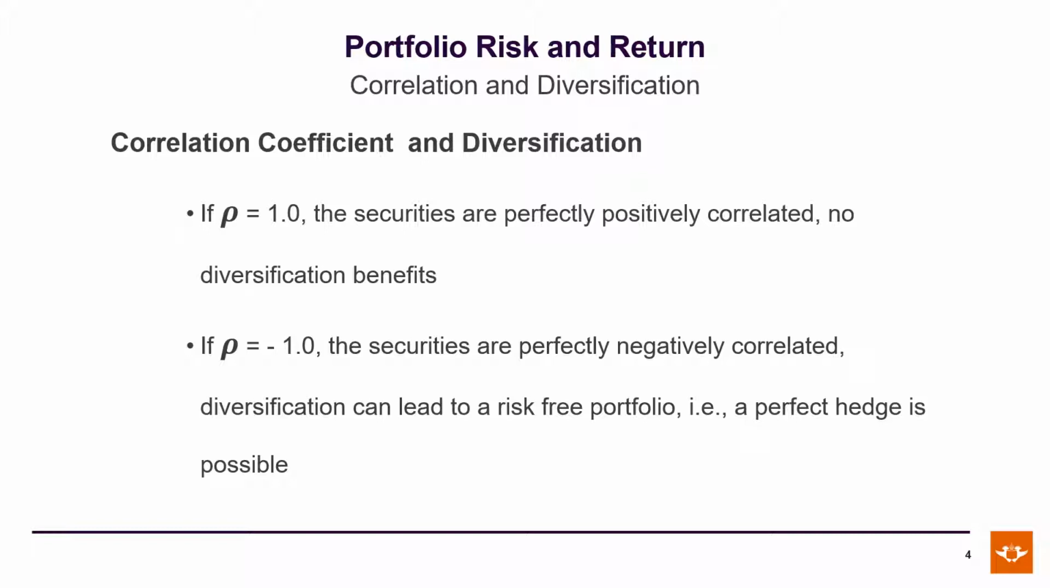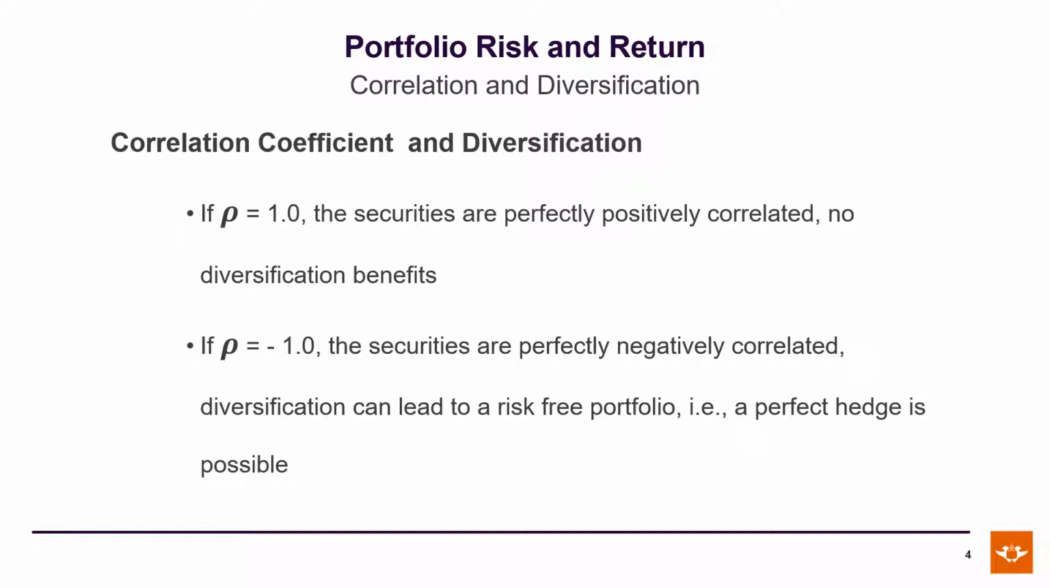Now, looking at correlation, a value of 1 indicates that the securities are perfectly positively correlated, which means that their returns move in sync with one another and there are no diversification benefits. On the other hand, a correlation of -1 means that the securities are perfectly negatively correlated, which means that as the one goes up, the other one goes down by the exact same amount.